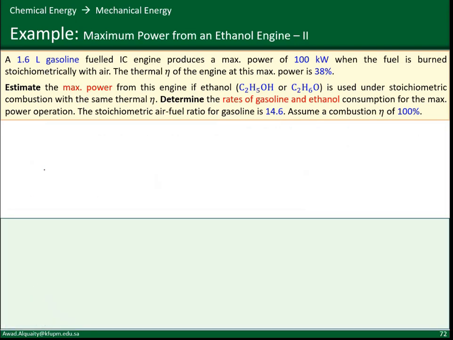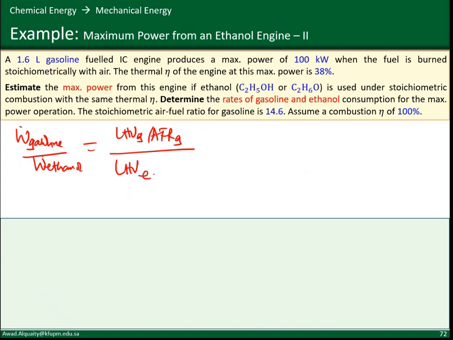Now, once you have the air fuel ratio, we wrote the formula before that W, the power output for gasoline by power output for ethanol, is going to be low heating value for gasoline by air fuel ratio for gasoline divided by low heating value for ethanol divided by air fuel ratio ethanol. Okay. Now we have the low heating value will be provided to you, so you don't have to remember it. It's 43,000 for gasoline, and the air fuel ratio was 14.6, already given in the question, right?